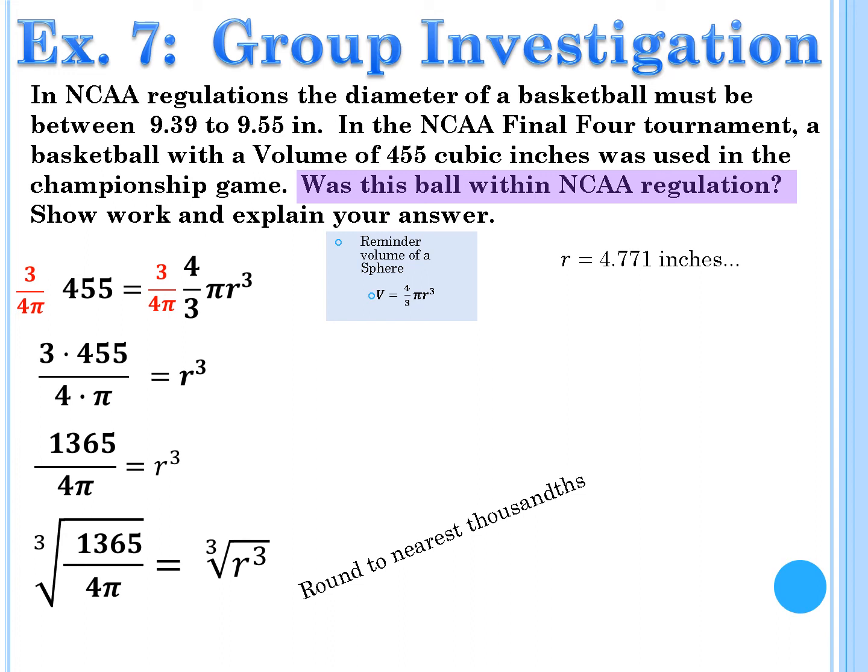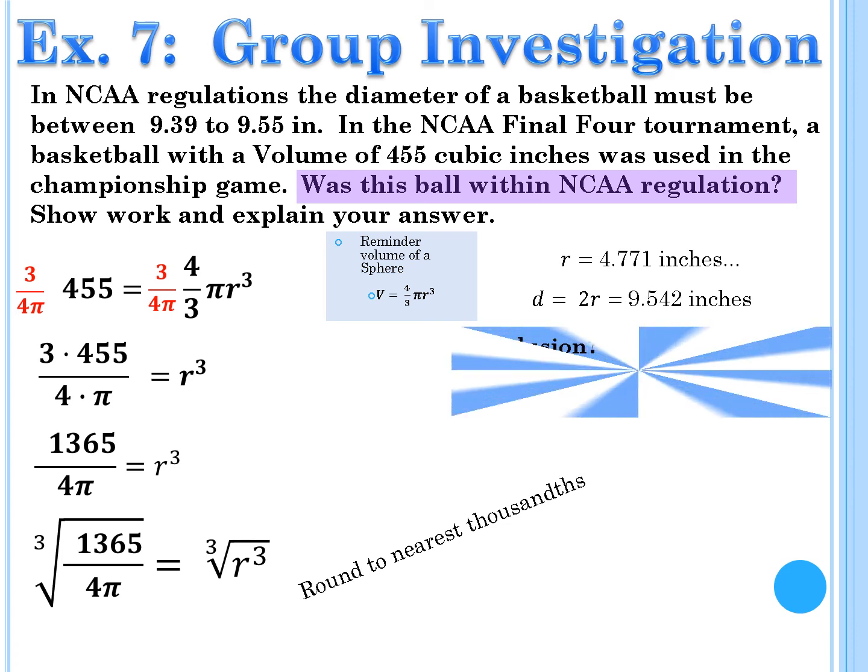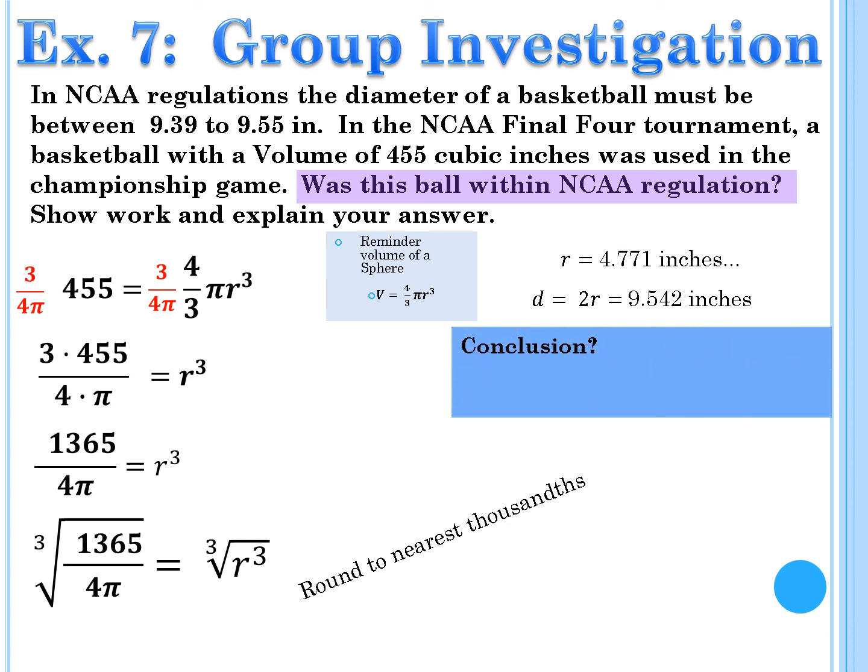But the regulations talk about the diameter of the ball, not the radius of the sphere. So how do we go from radius to diameter? Well, we multiply it by 2. And we come up with the fact that our ball is approximately 9.542 inches. So, what's our conclusion here?